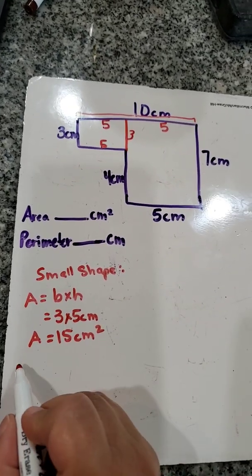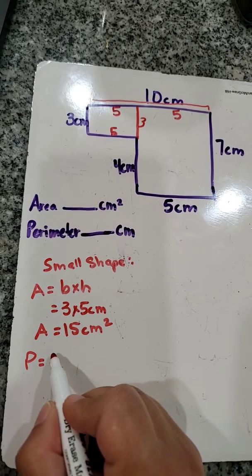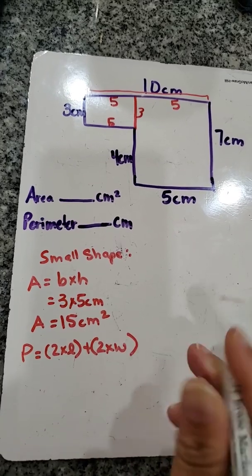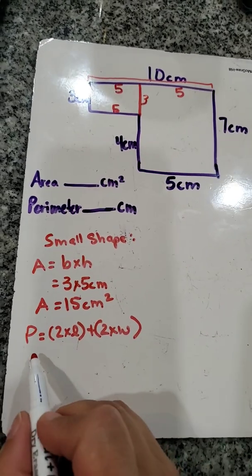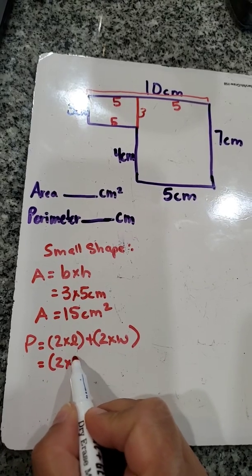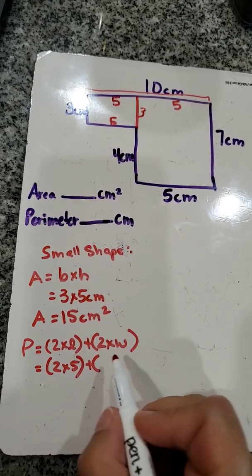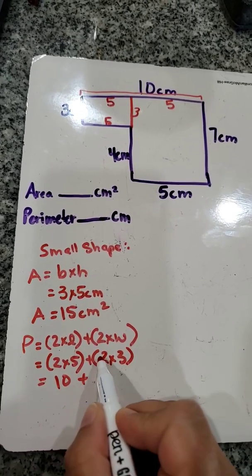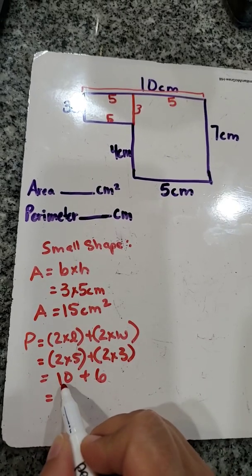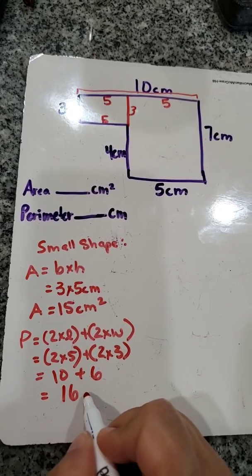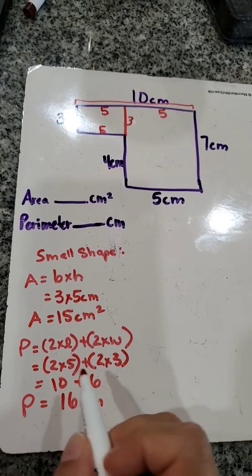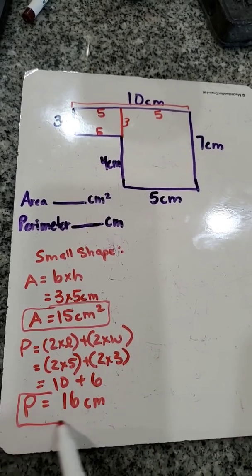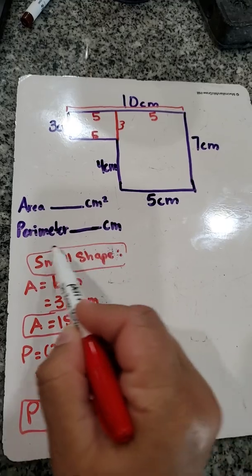Well, how are we going to find the perimeter of the small shape? Well, we know that's 2 times length plus 2 times width. And the small shape is 2 times 5 plus 2 times 3. 2 times 5 is 10. 2 times 3 is 6. Add them up. 10 plus 6 is 16 centimeters. So the perimeter of the small shape is 16. So we have our area and our perimeter of the small shape.